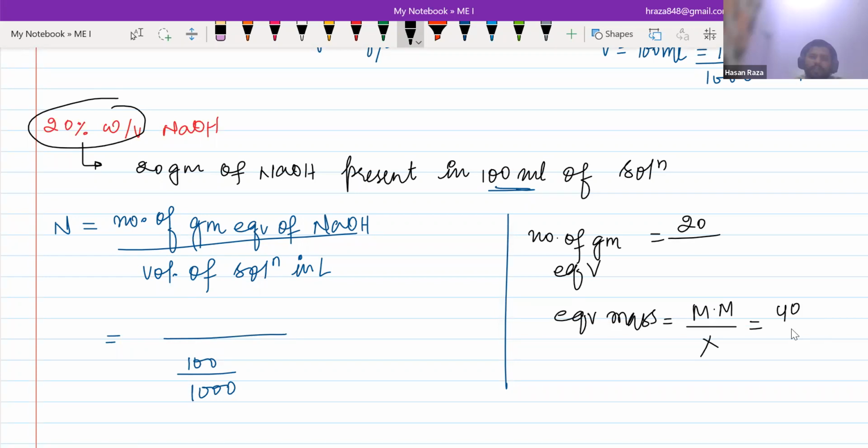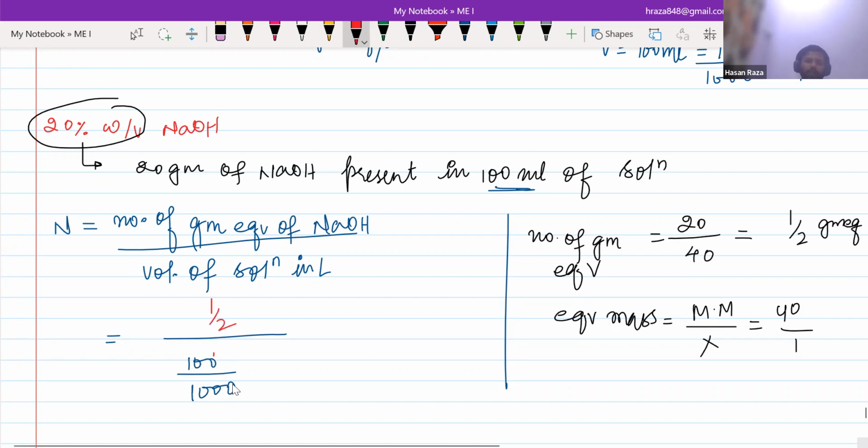So the value of X here will be 1. So the value of equivalent mass will be equal to 40, and we will get 1 by 2 gram equivalent. Now what we need to do, put the value only and you will get your answer. So now you can say it will be 1 by 2 into 10. That will be equal to 5.